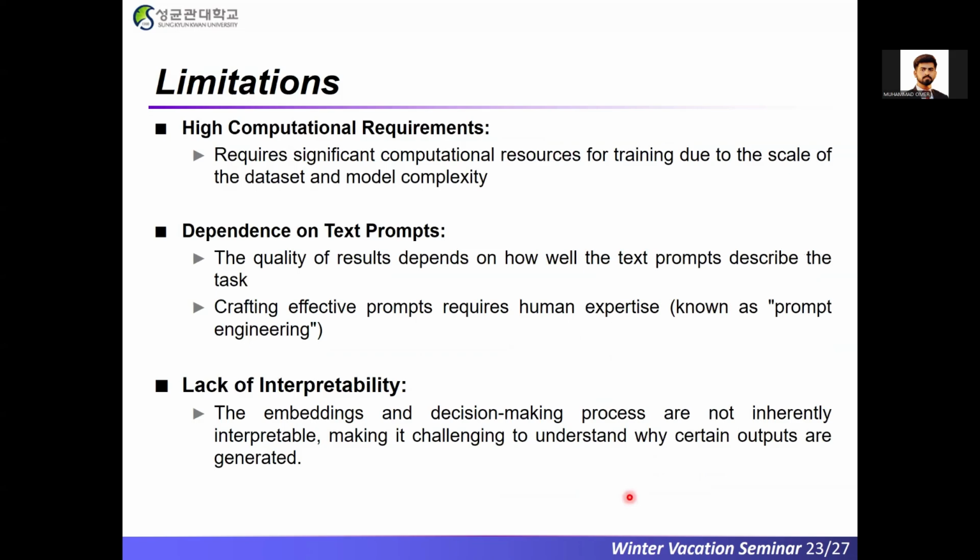So, the limitations are it has high computational requirements. It requires significant computational resources for training due to the scale of the dataset and model complexity. As we have shown, the dataset that it has been trained on is like 400 million image and text pairs. So you can just imagine how much computational cost it bore in the training part.